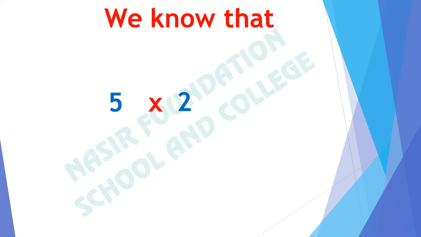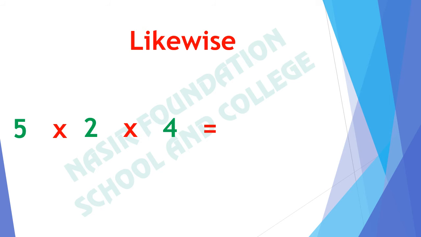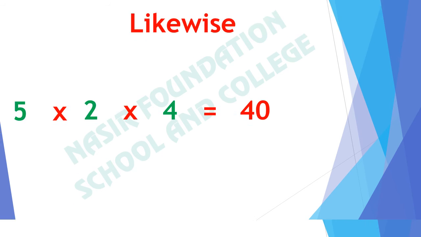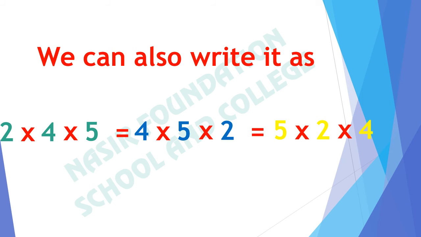Now we will multiply 5, 2 and 4. In the first step, 5 and 2 are multiplied. 5 into 2 we get 10, and we will multiply it with the remaining digit, that is 4. 10 into 4 we get 40. It means if we multiply 5, 2 and 4, we get 40. So if we multiply 2, 4 and 5, we get 40, and if we multiply 4, 5 and 2, we get 40. If we multiply 5, 2 and 4, we get the same answer.